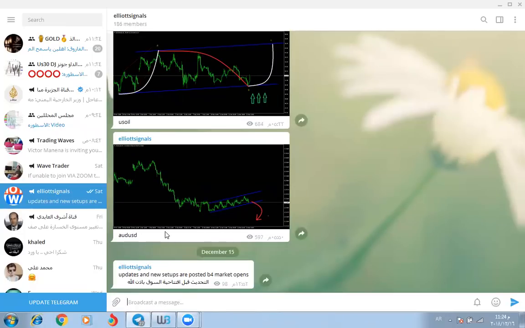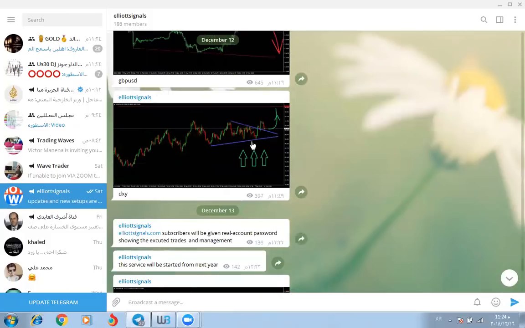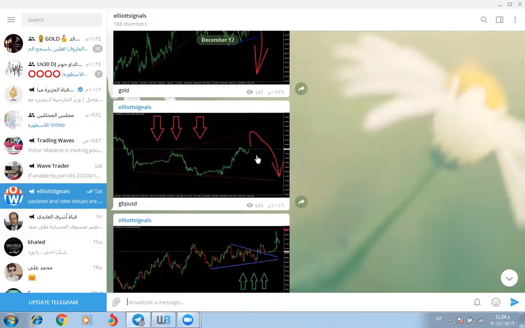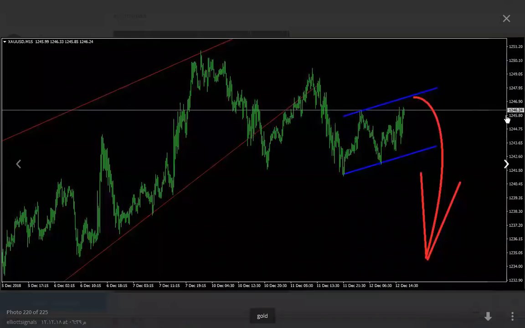This is the entry point for Uzi. This is crude oil. This is the entry point for the euro. This was the dollar index. This is the entry point for the pound, and this is the entry point for the gold. It was around the 1,246 area, and we have the breakout out of this flat. We had this breakout on, I think, Friday.